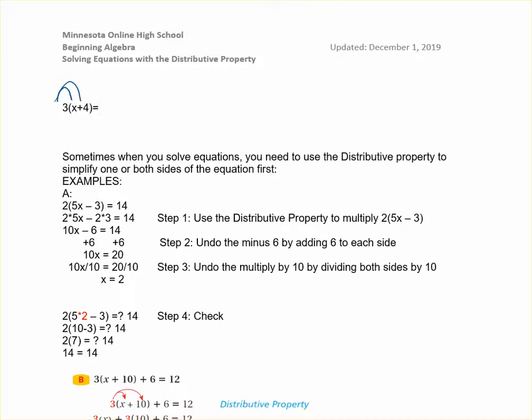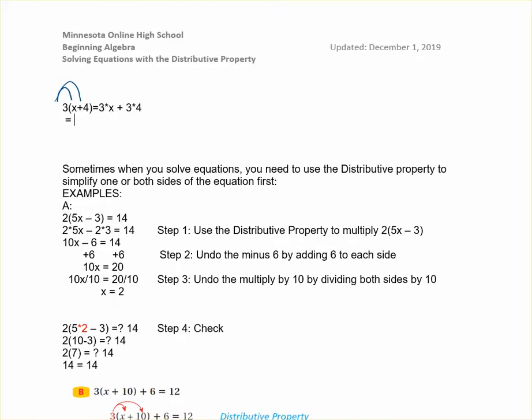So in this example, we would take 3 times x, and then we would put a plus sign because there's a sum inside the parentheses, and then we would multiply 3 times the 4, which is in the parentheses. And when we do that, we would get 3 times x we write as just 3x, the number next to the variable, and 3 times 4 is 12. So 3 times parentheses x plus 4 is equal to 3x plus 12.